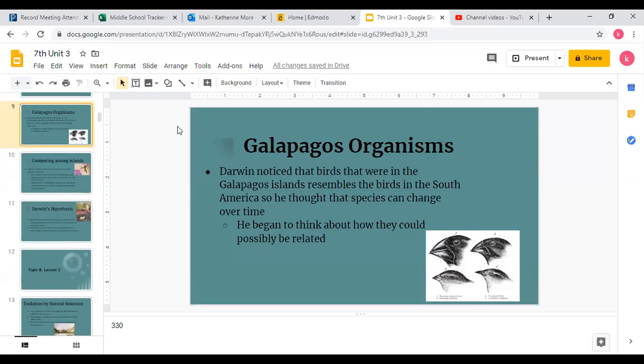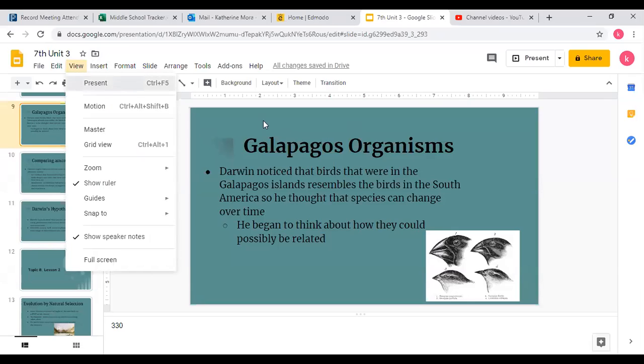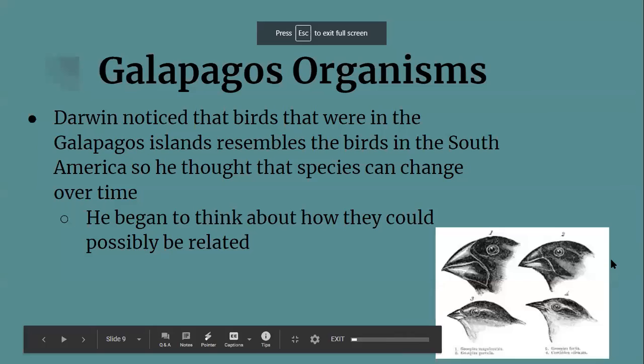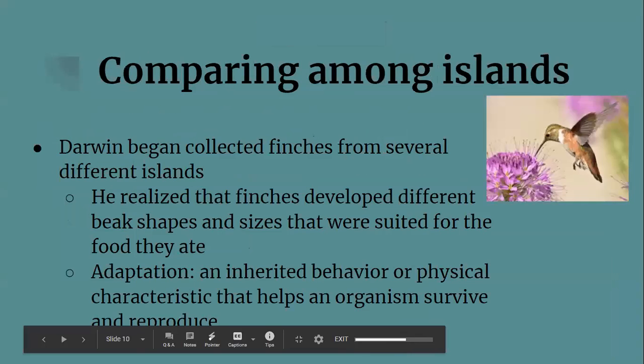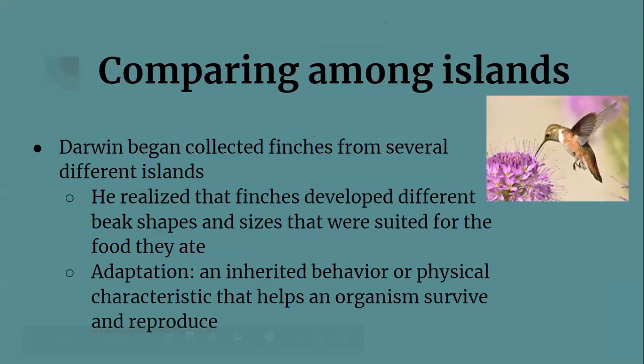We're going to keep going with our lesson for today about Charles Darwin and the organisms that he found in the Galapagos Islands near South America. Darwin collected birds from several of the Galapagos Islands. The birds were a little different from one island to the next, so he was investigating why this occurred.